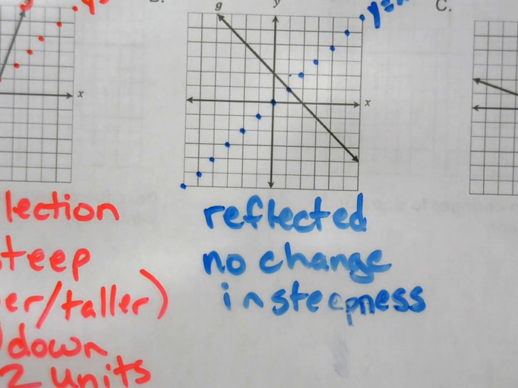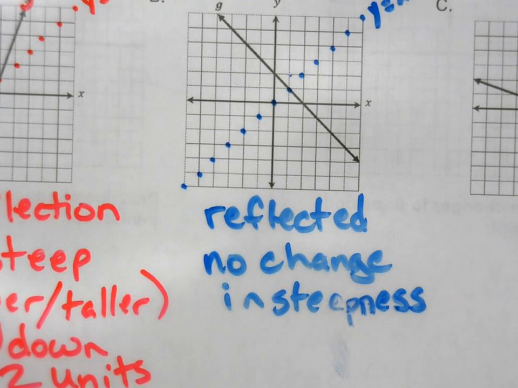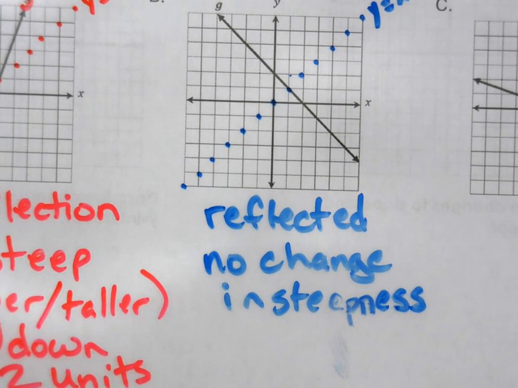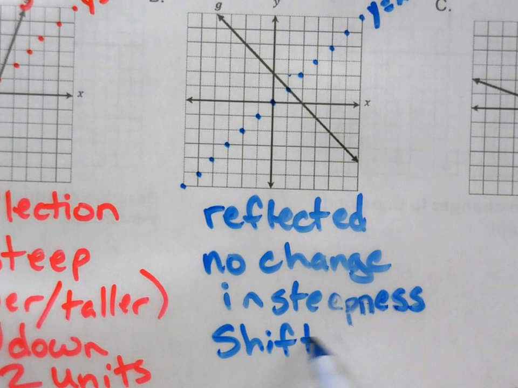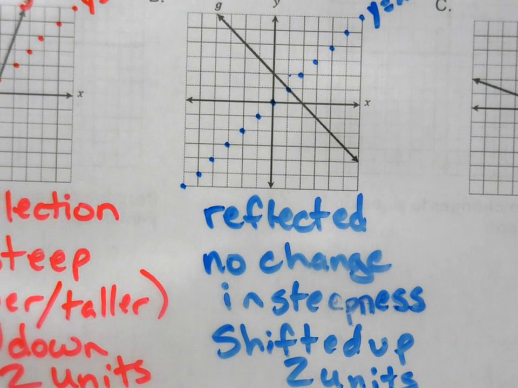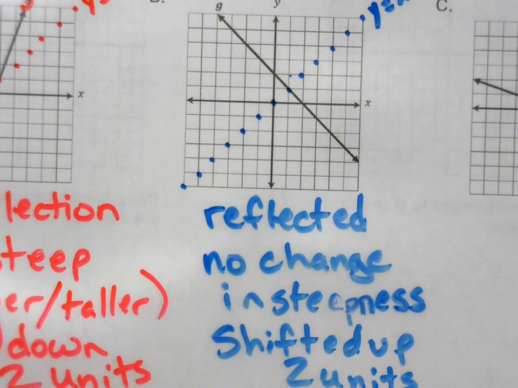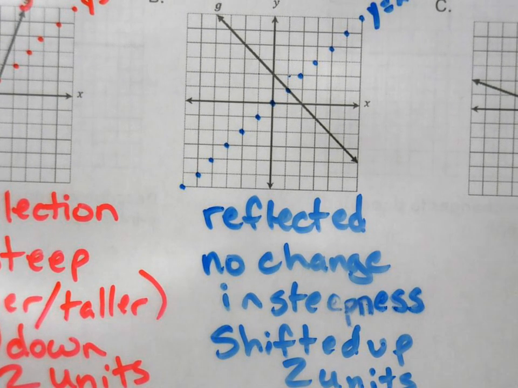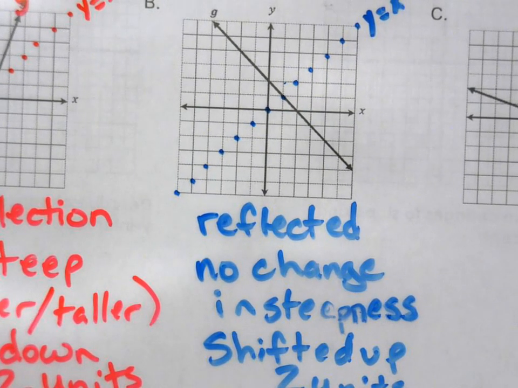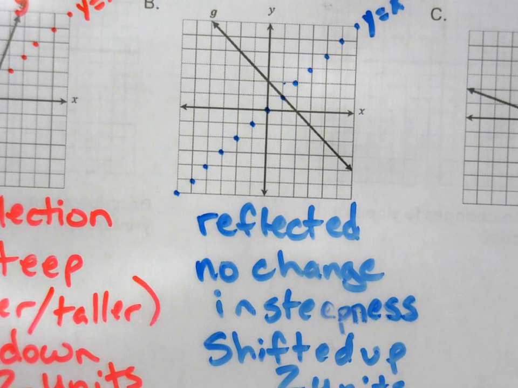No change in steepness. Okay. Was it translated or shifted? Yes. How was it shifted? It moved up. It shifted up 2 units. You can use right and left if you would prefer to describe how the x-intercept moves, but most of the time it's easiest just to do the y-intercept.